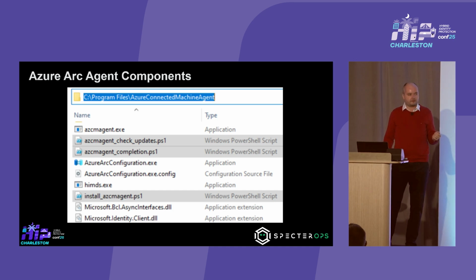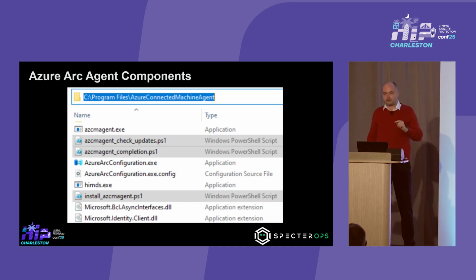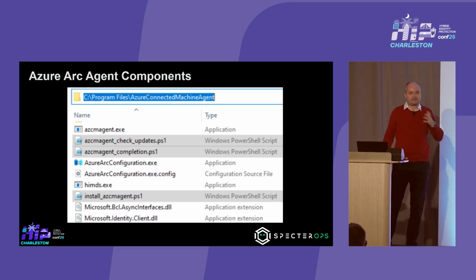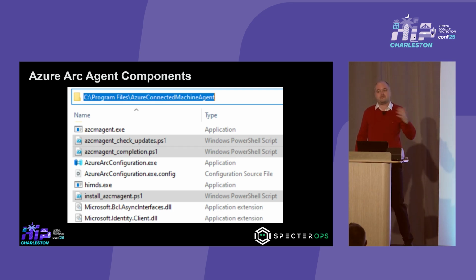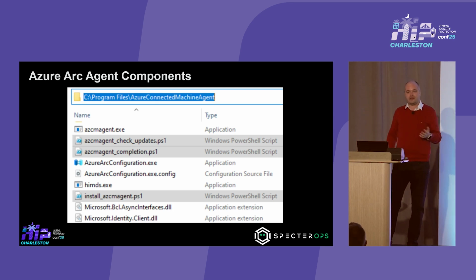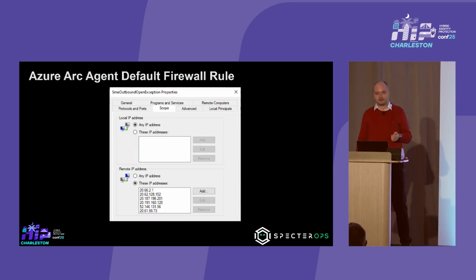What does this mean? I like PowerShell, but if you want to have Azure Arc, you need to enable outbound traffic for PowerShell, for all PowerShell scripts, including malicious PowerShell scripts. So it defeats the purpose of even blocking traffic at all if you want to deploy that component.